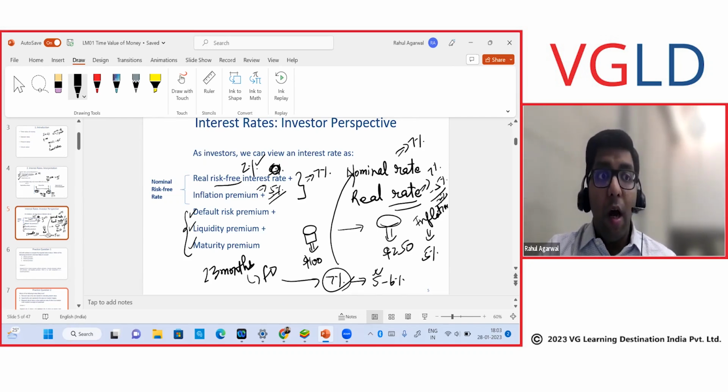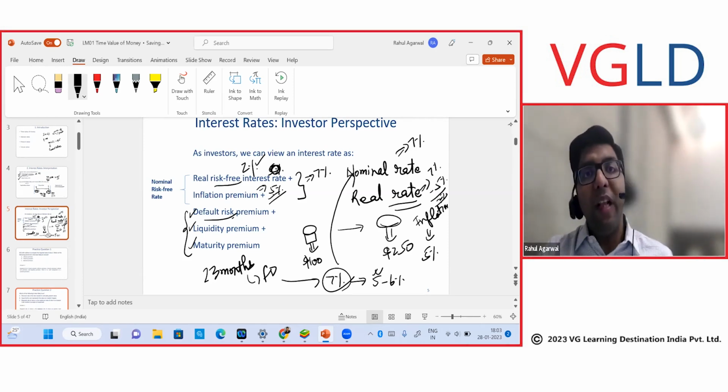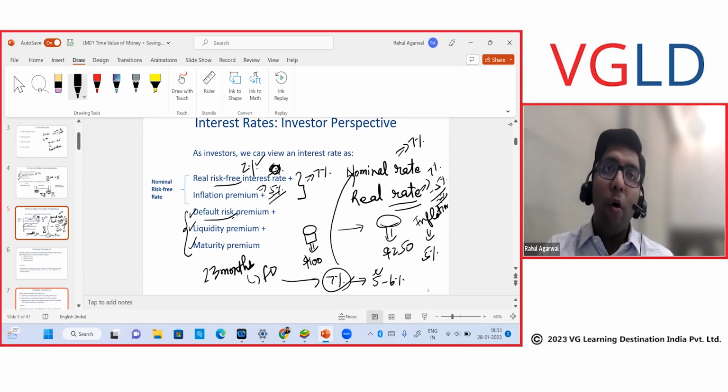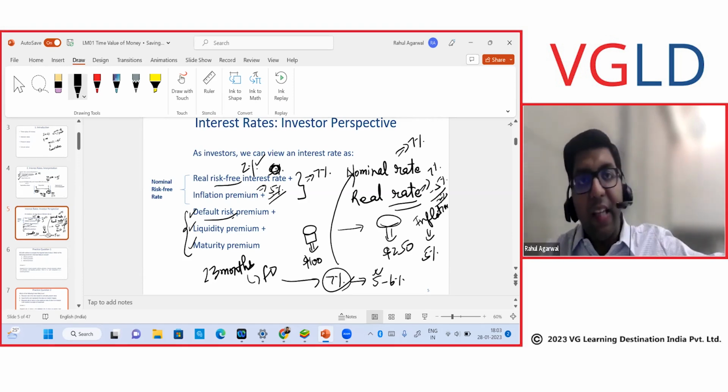Their businesses are not as reliable as the government. That is quite obvious. It's a no-brainer. So there is a default risk. Default risk means, what if the company fails? What if tomorrow Adani fails? And it's something like that is happening right now.